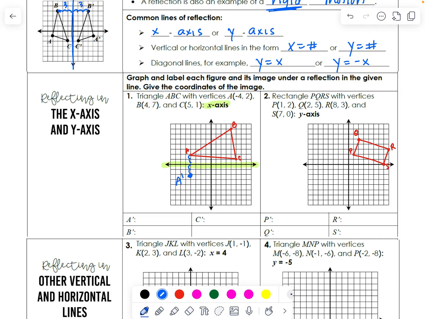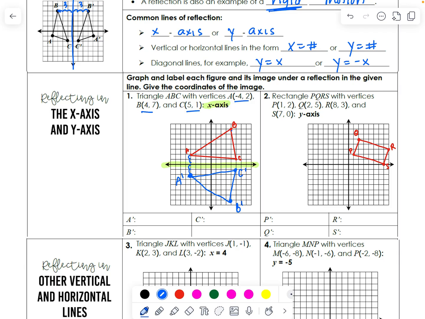C is 1 above, so it's going to be 1 below, that's C prime. B is a little bit further away, so it's 1, 2, 3, 4, 5, 6, 7. So I can go 7 and plot B prime. Okay. And as we're writing these down, I want you guys to kind of look at the original pre-image points and the points that I'm going to write down.